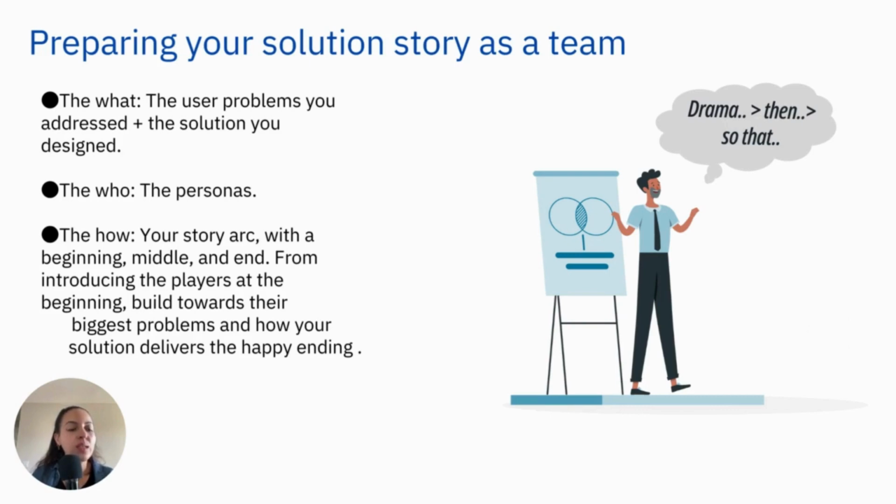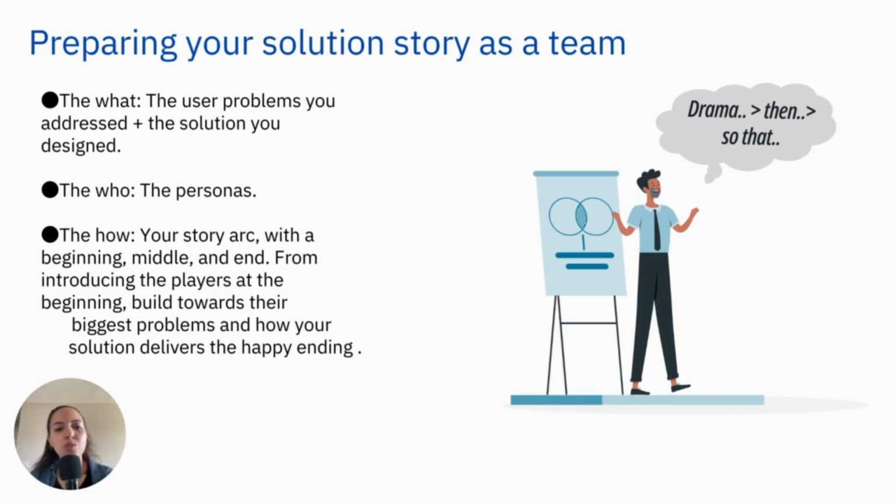The what is, what is the problem you decided to address? So don't mention how you got to it, just say this is the problem. I showed you here there is a drama, there is a then, there is a that. You start with drama, you get it into your story, into how the persona is experiencing their current state. What is the real problem that's happening?